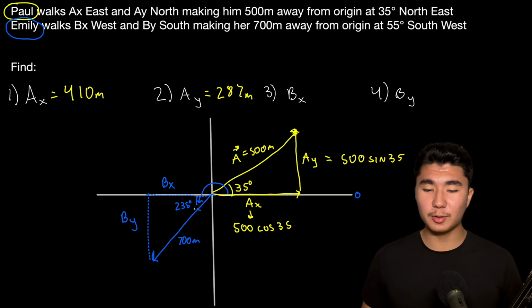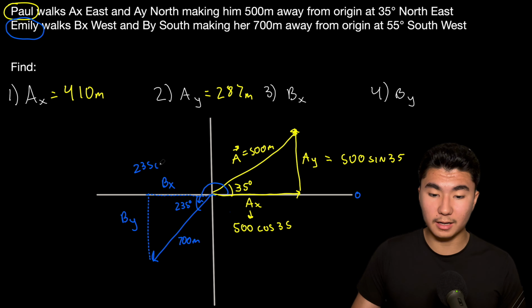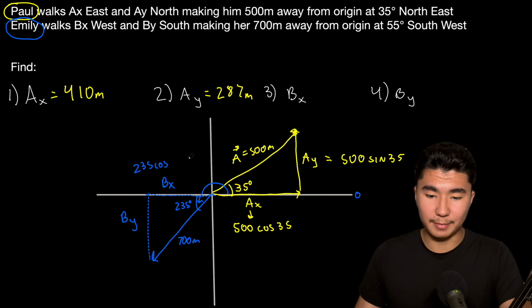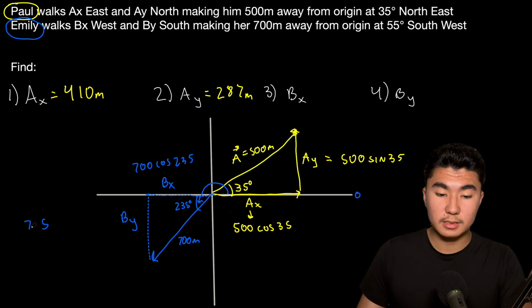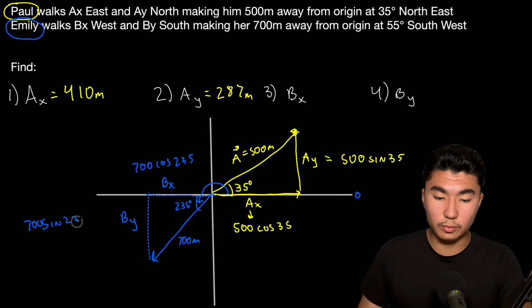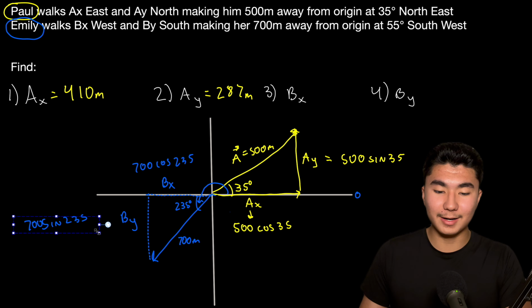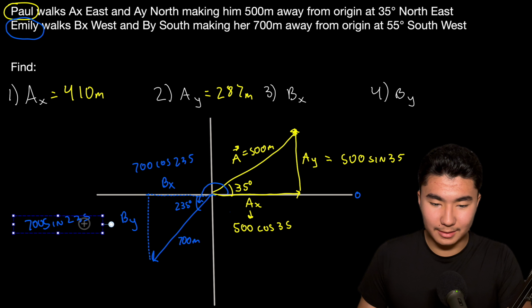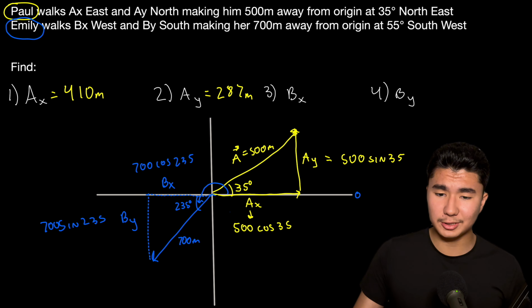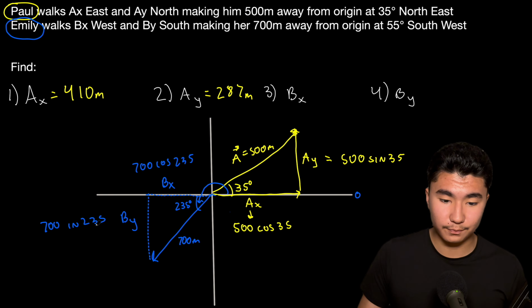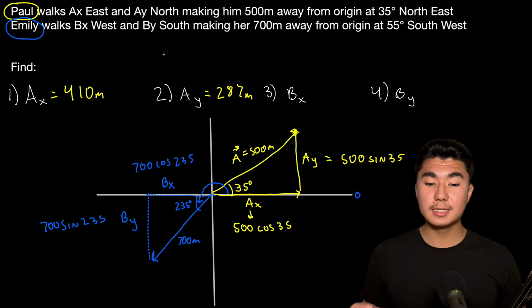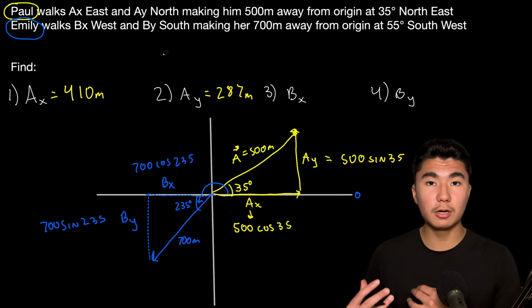Pretty much the same concept over here, where our BX is going to be our cosine. So this is going to be, my bad, it's supposed to be 700 cosine 235. And over here, our BY is going to be 700 sine 235. I know my handwriting is kind of bad and hard to read, but you guys get the picture. Let me fix that. That S looks too big. So we have sine right here: 700 sine 235, 700 cosine 235.